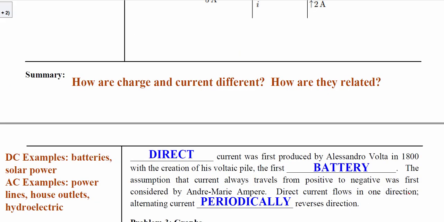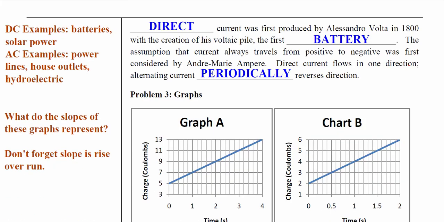Summary: how are charge and current different? How are they related? Think about that. When it comes to current, we have two forms: alternating current and direct current.